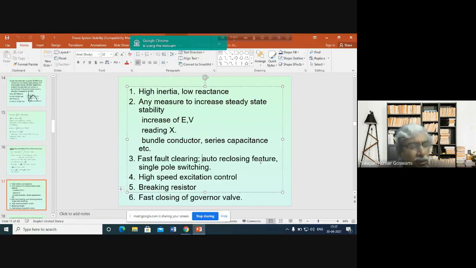And why do these faults occur? These faults basically occur because of the deposition of dust particles on the surface of the porcelain insulator. Because you know that the overhead conductors are hanging from the porcelain insulators, and porcelain insulators are actually held by the cross arm in the transmission tower. So the transmission tower holds these porcelain insulators.